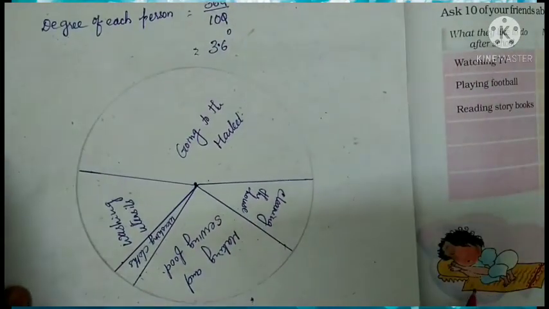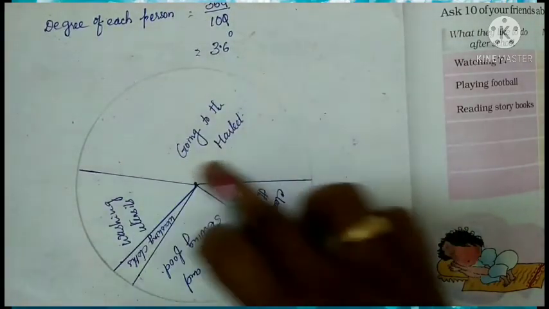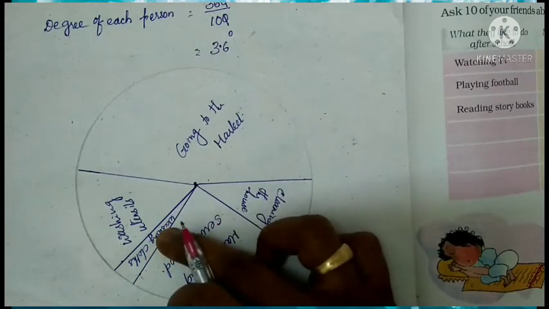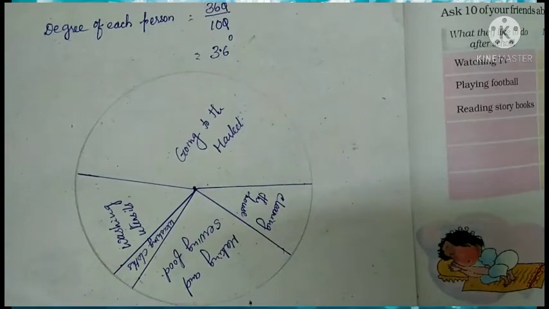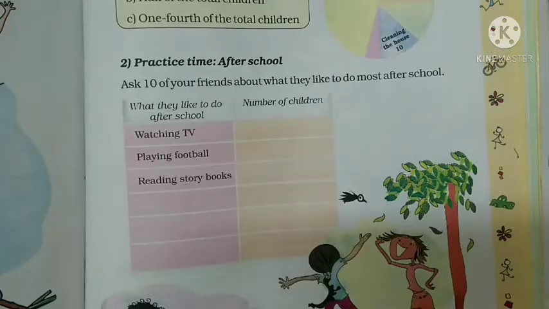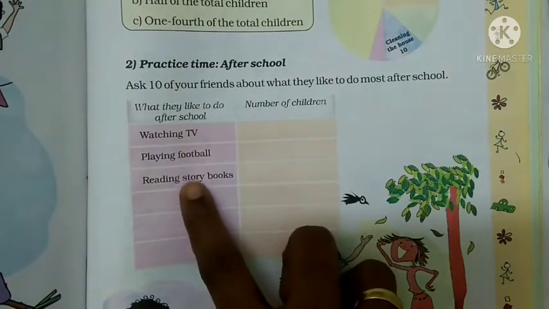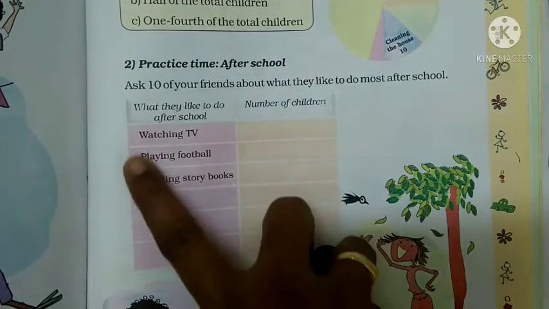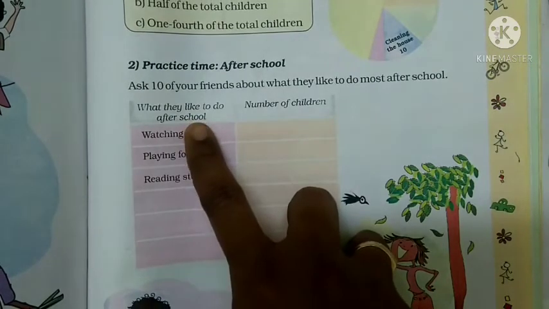Okay, understand all of you? A big portion that is going to the market and the smallest portion is washing clothes. All of you understand this section? Textbook page number 163. There is one question there. Practice time question. So 3 options are here. Watching TV, playing football, reading storybooks. So 3 details are given. What you like to do after the school.